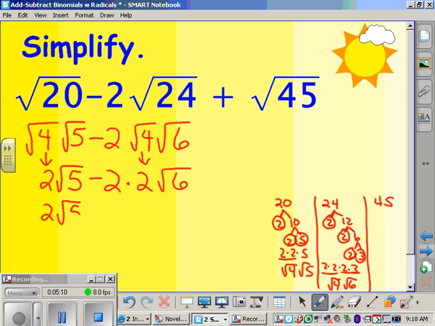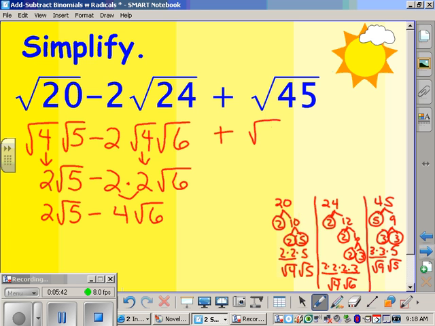So now we have 2 radical 5 minus, and we can multiply our outside numbers, which would be 4, and then radical 6. So from here, let's now break down the 45. 45 breaks down into 5 and 9, and 3 and 3. So we have 3 times 3 times 5. Underlining our pairs, we will multiply those to get radical 9, and the remaining radical will be radical 5. So radical 45 breaks down into radical 9, radical 5. The square root of 9 is 3, so we now have 3 radical 5.